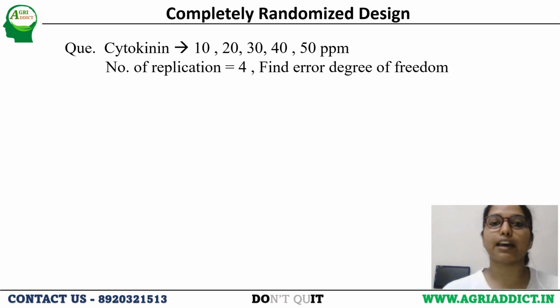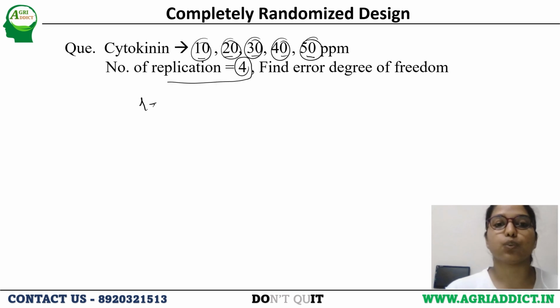Next, here I have included one question. Cytokinin has been given in 5 doses: 10 ppm, 20 ppm, 30 ppm, 40 ppm and 50 ppm. The number of replications r is given as 4. And the treatments are 1, 2, 3, 4, 5, so the number of treatments is 5.